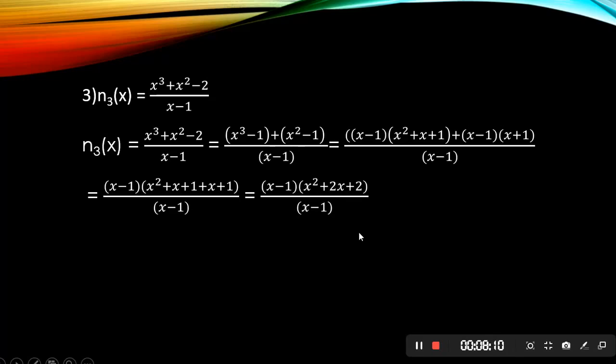Next step, to find the domain. The domain is R minus the set of zeros of the denominator. Which value of x can make the denominator 0? Yes, 1. So the domain equals R minus 1. And the last step is to simplify by crossing out the common factors x minus 1 and x minus 1. So the final result will be x power 2 plus 2x plus 2.